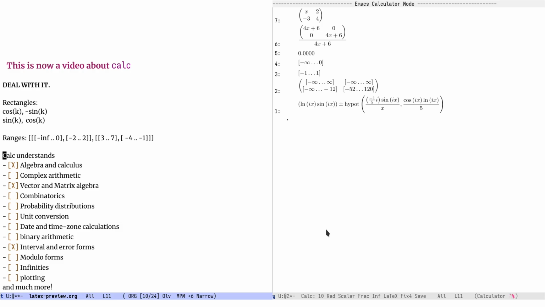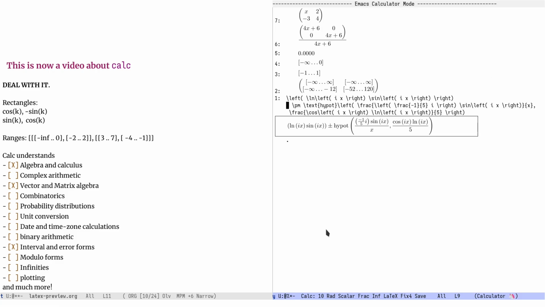Oh, wait a minute. What was my point again? Oh, right. The Emacs calculator can now render LaTeX output.